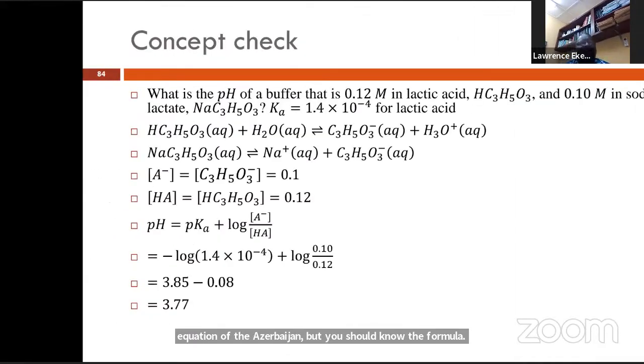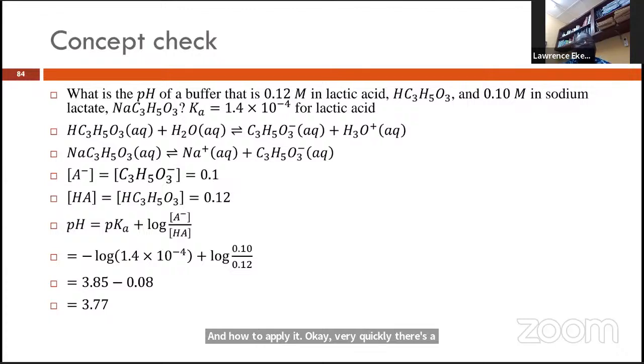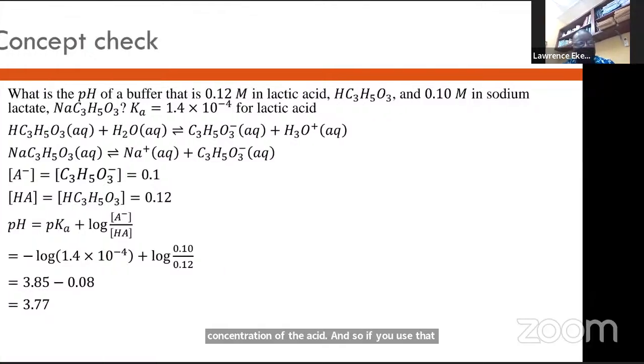Very quickly, there's a question here that says, what is the pH of a buffer that is 0.12 molar in lactic acid and 0.1 molar in sodium lactate? You write the two equations for the lactic acid and for the sodium lactate. Then you use the Henderson-Hasselbalch equation to do the calculation. You already know your pKa value, you know the concentration of the anion, and you know the concentration of the acid. If you use those values, you calculate the pH, and it will be 3.77.